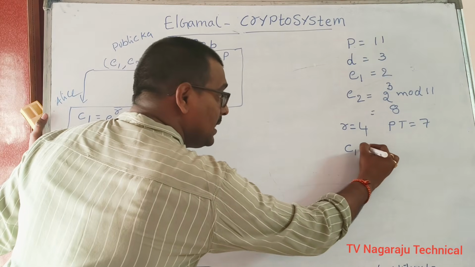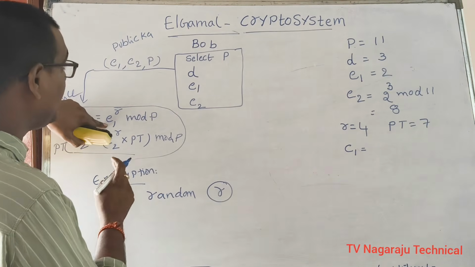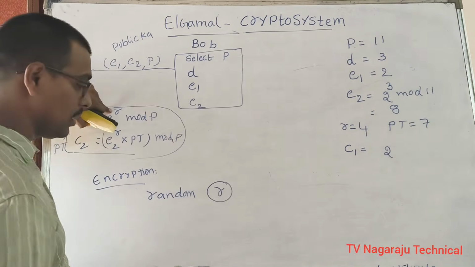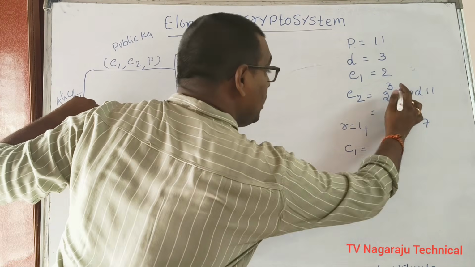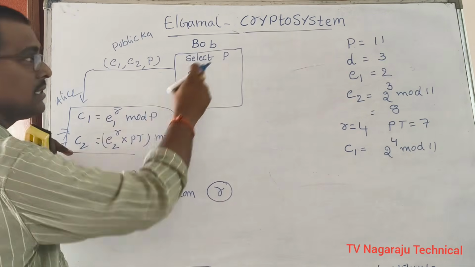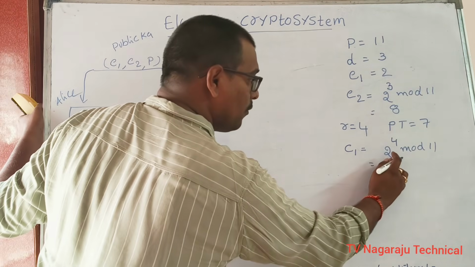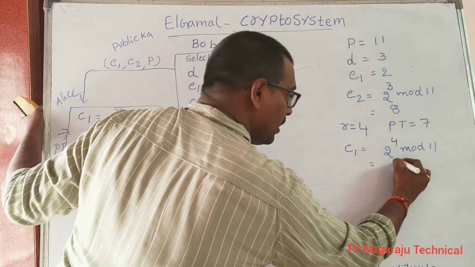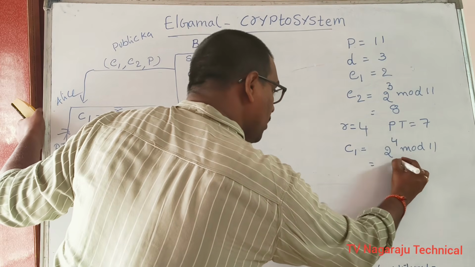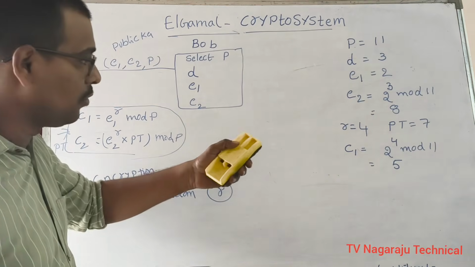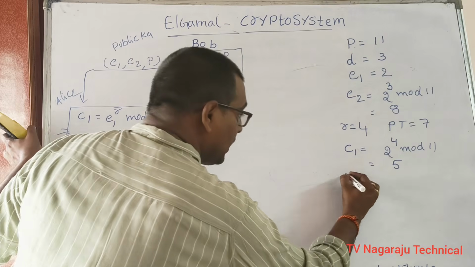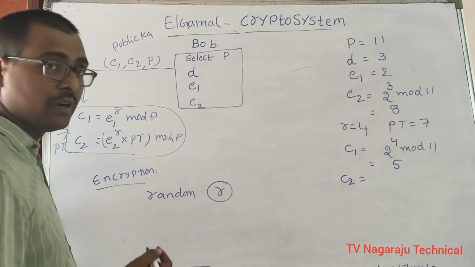First to calculate C1 is equal to E1 power R mod P. What is E1? 2 power R. R value is 4. 2 power 4 mod P. P is my prime number. Sorry, 2 power 4 means 16. Simply 16 mod 11, that is equal to 5.